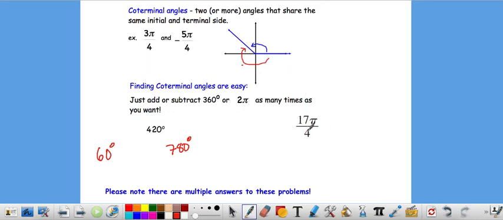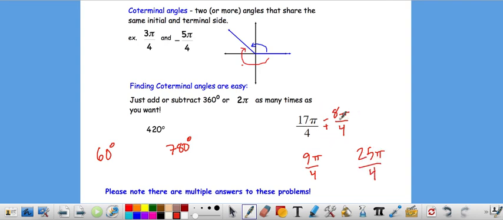To add or subtract 2 pi, you obviously need a common denominator. So if you have something like 17 pi over 4, you could think of adding 8 pi over 4. Now, I did that just to get a common denominator. I know 8 pi over 4 is the exact same thing as 2 pi. You could also subtract it. So 2 different coterminal angles here would be like 9 pi over 4. Or if you add it, you'd get like 25 pi over 4.